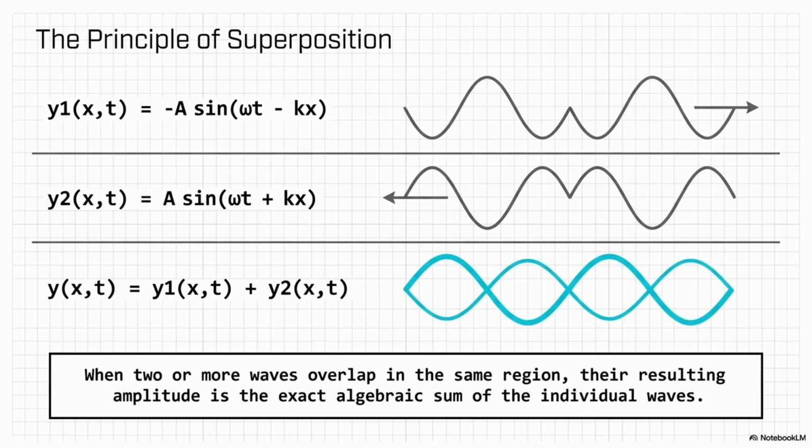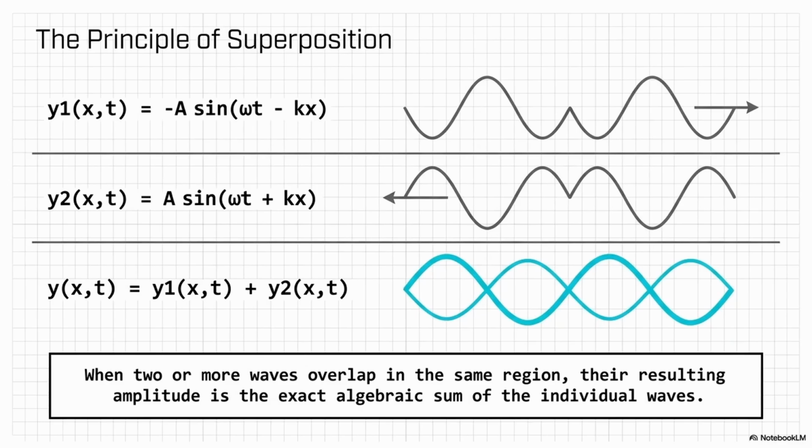This introduces something called the principle of superposition. And look, the formal definition on the slide can look intimidating. You've got y1 of x and t moving right with the negative k's, and y2 moving left with the positive kx. Yeah, the math is a lot. But the core idea is wonderfully simple. When two waves occupy the exact same space at the exact same time, their effects just add together.